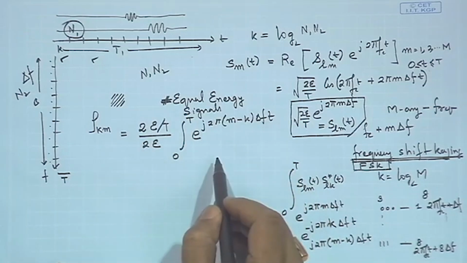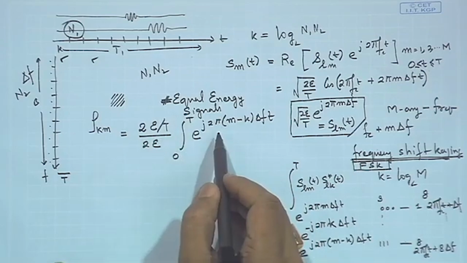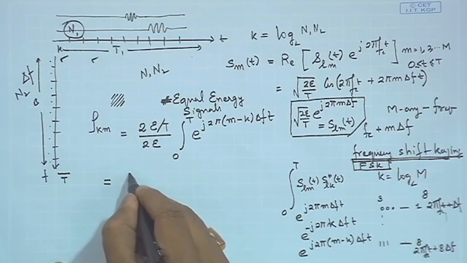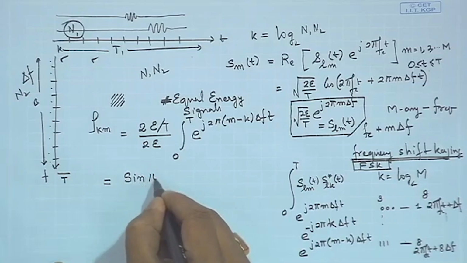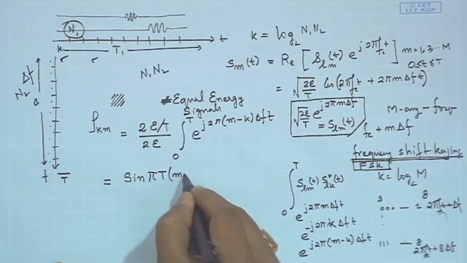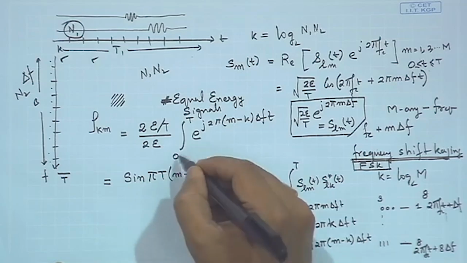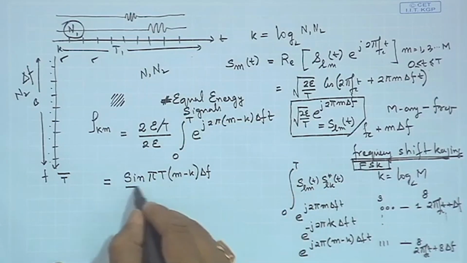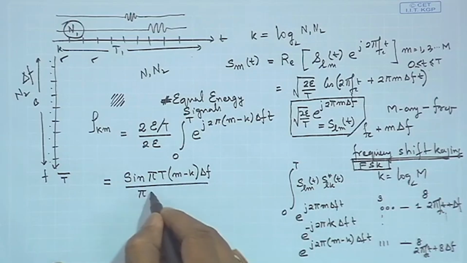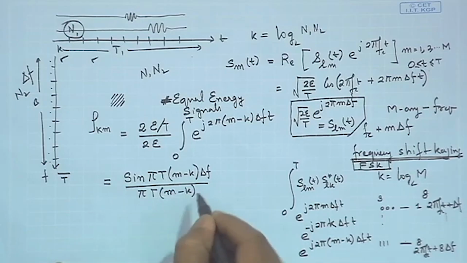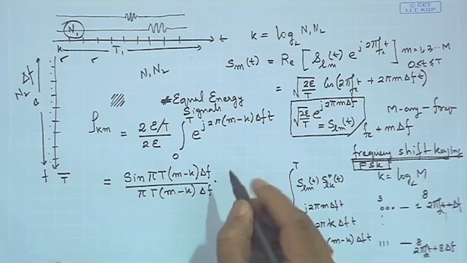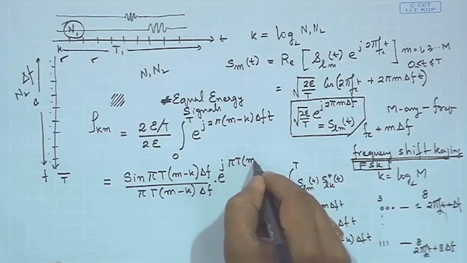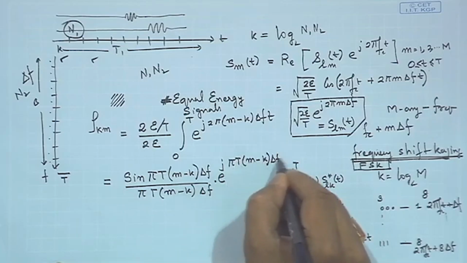So, this is how you get this particular expression, and if you work this particular expression out, some of these things cancel out, and you are going to get the expression of sine pi T m minus k delta f, because integrating from 0 to T, the 0 term would give a 0 and the T term is what remains with us, upon pi T m minus k delta f multiplied by e to the power of j pi T m minus k delta f.